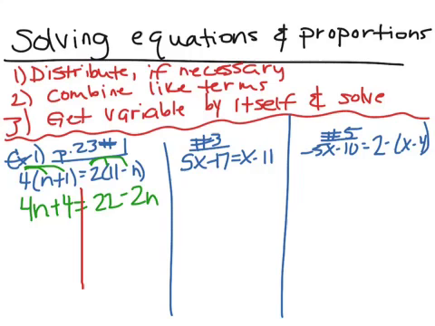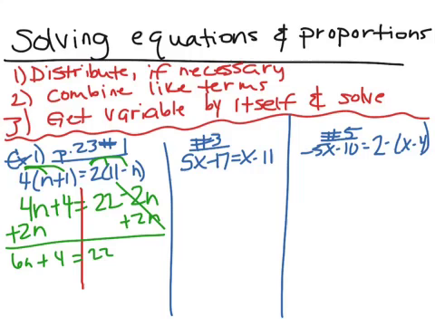Alright, now I have to combine like terms, and when I combine like terms, I just look at each side of my equal sign. I have no like terms to combine on either side, so I'm going to start getting my variable by itself. That means I have to get all of my n's to one side. So I'm going to add 2n to both sides. That gives me 6n plus 4 equals 22. Now I have to get n by itself, so I have to subtract 4. So I get 6n equals 18. Then I have to divide by 6 on both sides, so n equals 3.